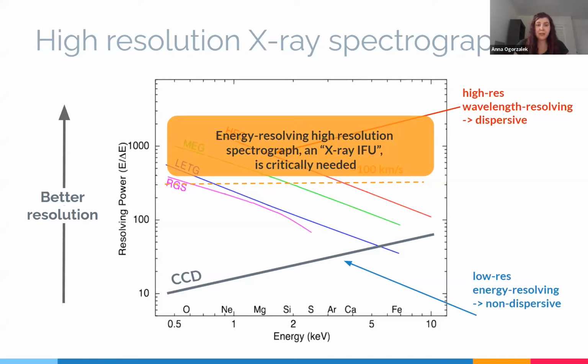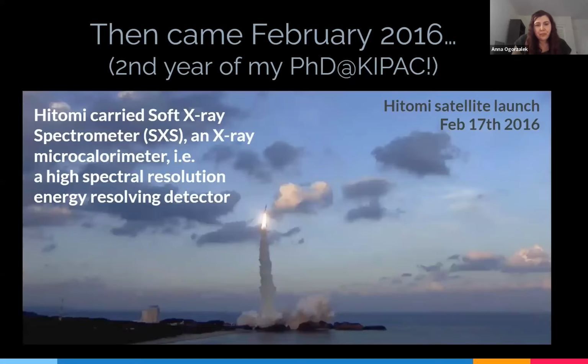This brings us to my PhD, and specifically February of 2016, when Hitomi, a mission by JAXA and NASA, was launched. Hitomi carried exactly what we needed, an X-ray microcalorimeter called SXS, a high resolution energy resolving detector, into space. This was actually a third attempt to launch this kind of instrument into orbit. The first one ended in rocket failure, and the second one, which was later known as Suzaku, had issues with interfaces, which made the microcalorimeter unusable.